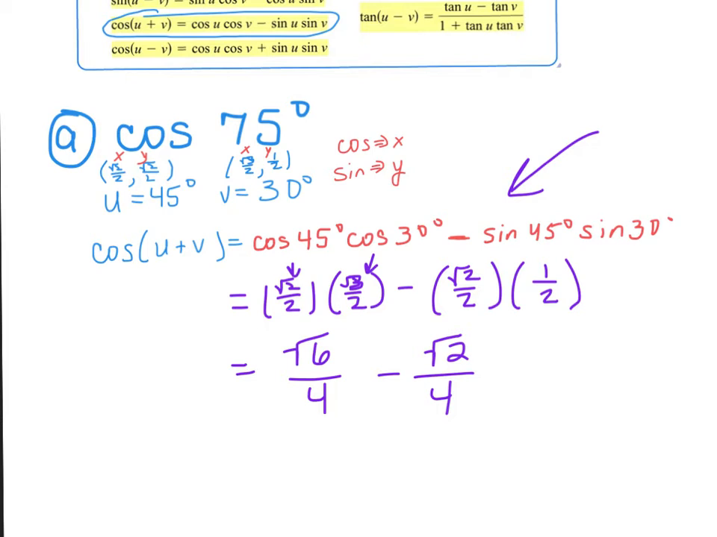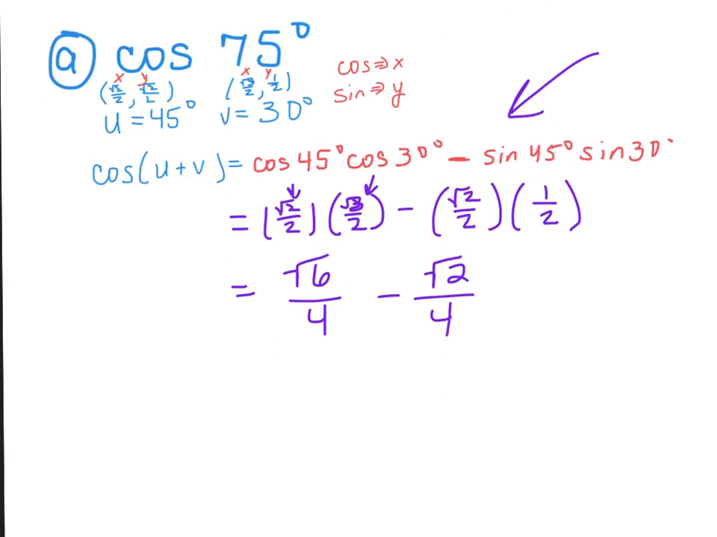Now, can I simplify the square root of 6 divided by 4 or the square root of 2 divided by 4? No. Can I just cross them out? No. If it was 6 over 4, absolutely. But the square root of 6 is a weird decimal number that we don't really care for. So now, can I write this a little more simplified over one denominator? It would be root 6 minus root 2 over 4. And that is your answer.